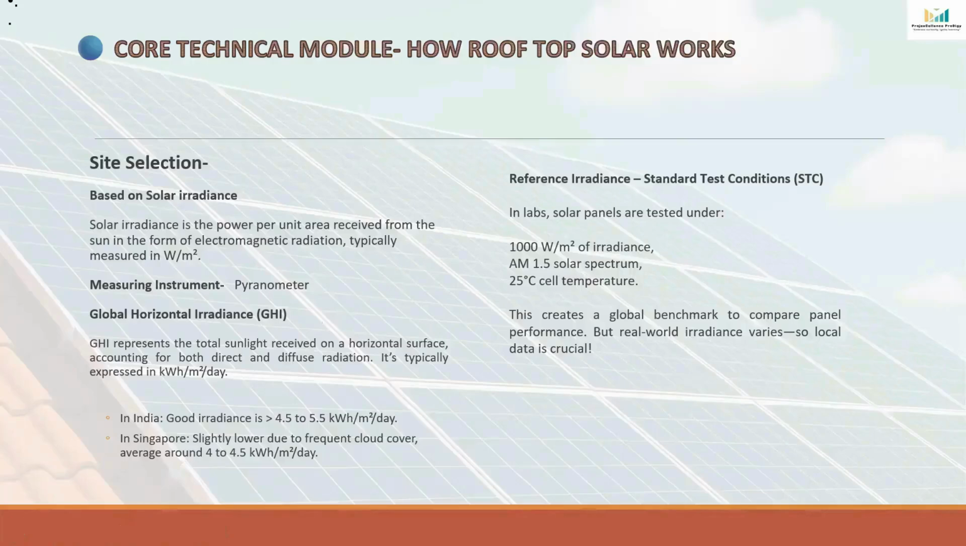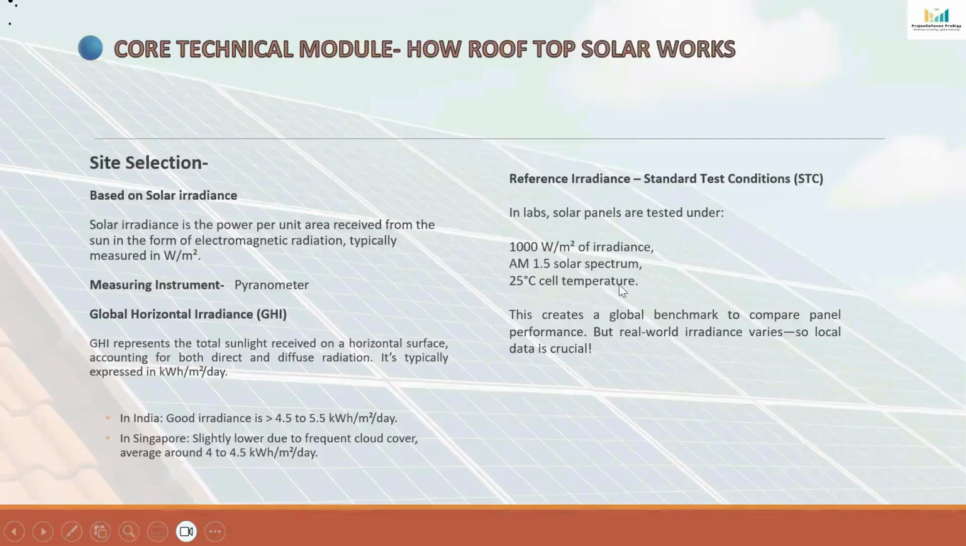What is this? AM stands for air mass. It measures how much atmosphere sunlight travels through. If it is AM1, it means the sun is directly overhead, so the rays are most intense. In AM 1.5, the sun is considered at a 48-degree angle, meaning the sunlight passes through 1.5 times more atmosphere than AM1. In STC testing, we use AM 1.5 because it reflects typical sunlight conditions in many parts of the world, including India, Singapore, Europe, and the US.